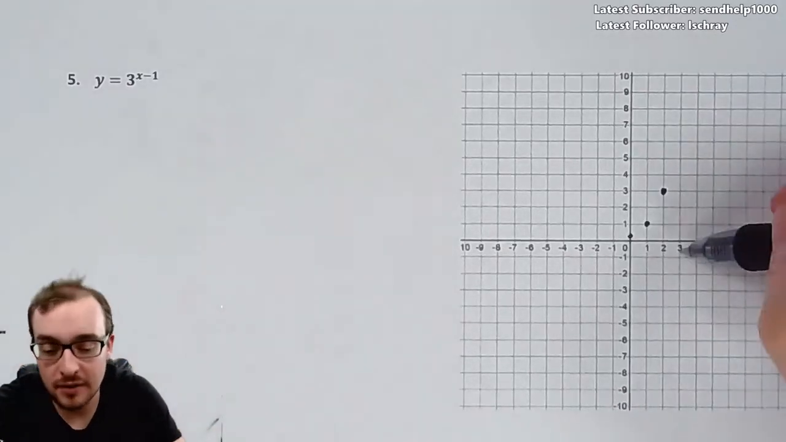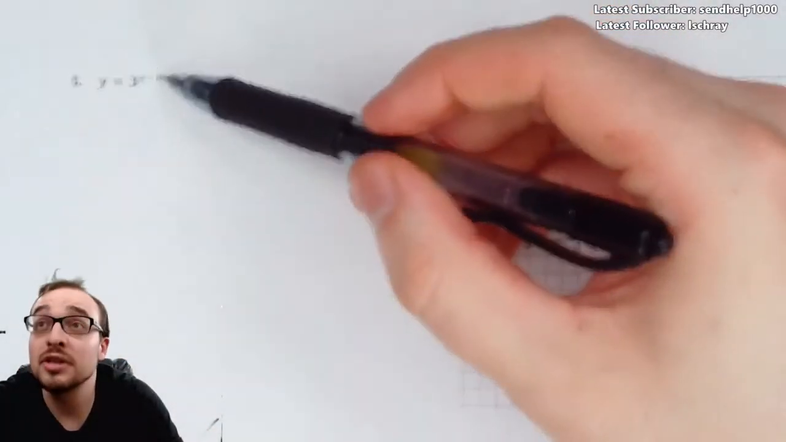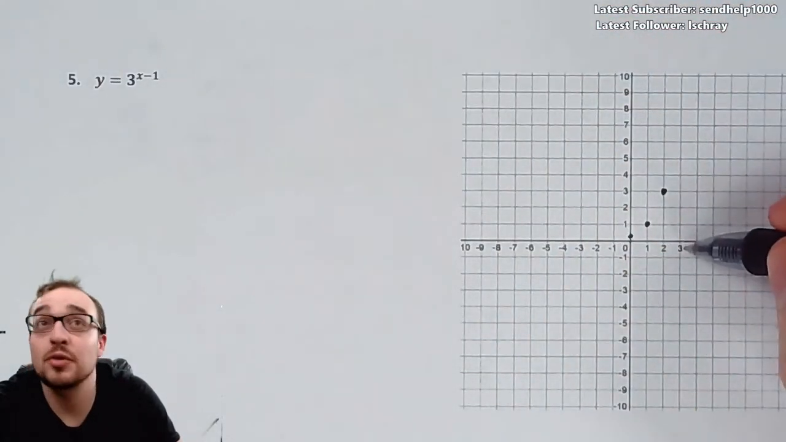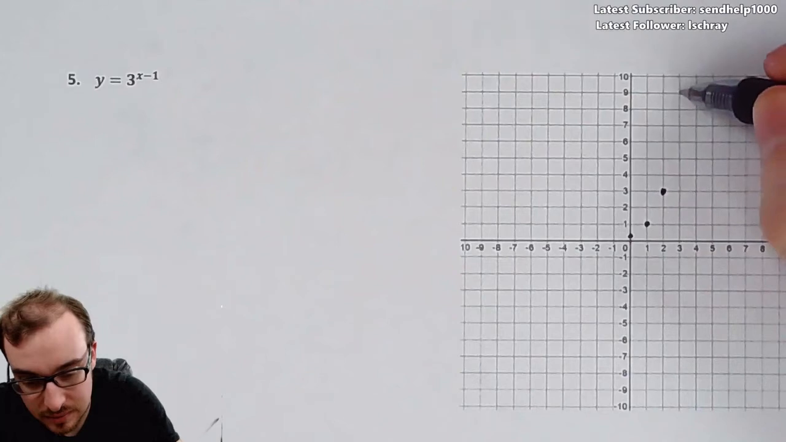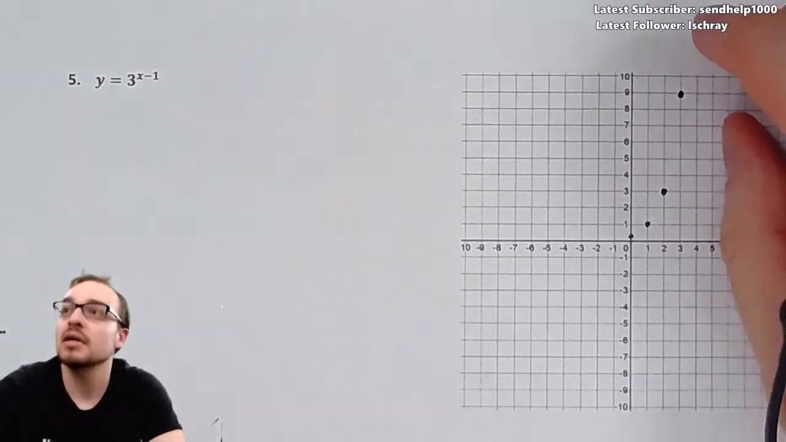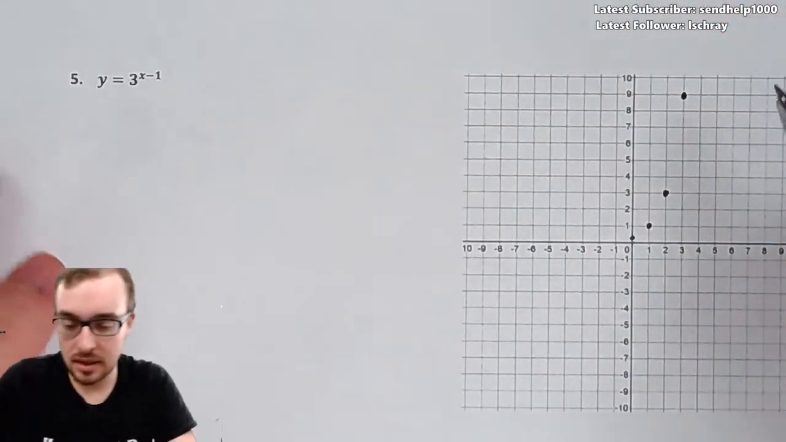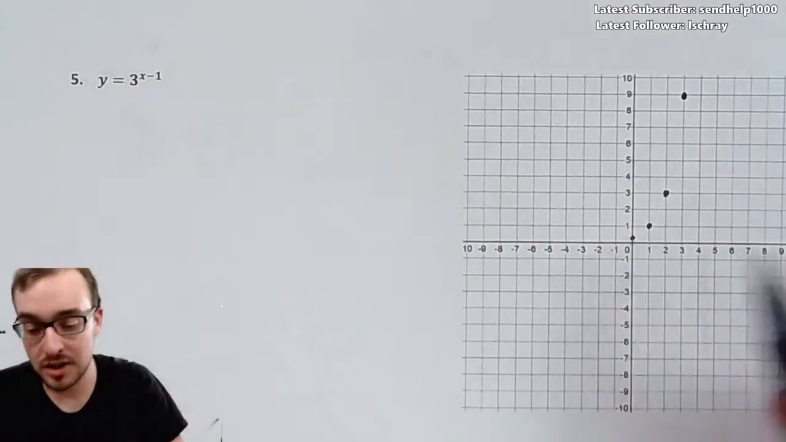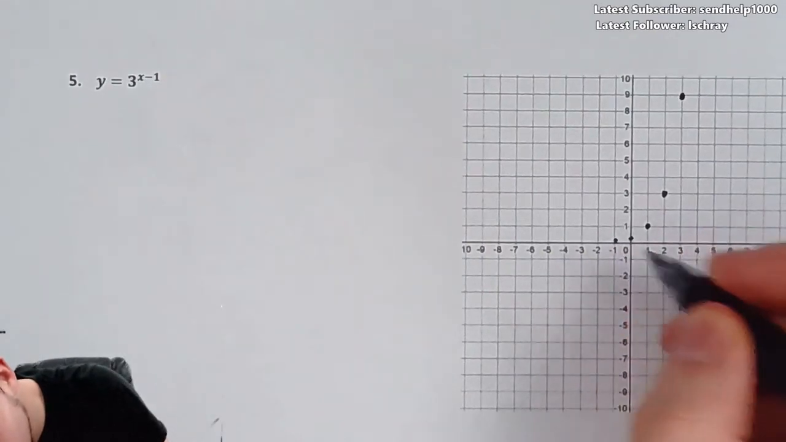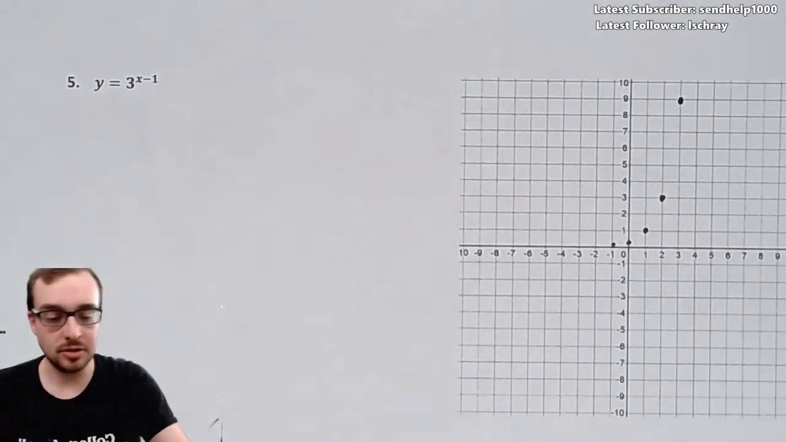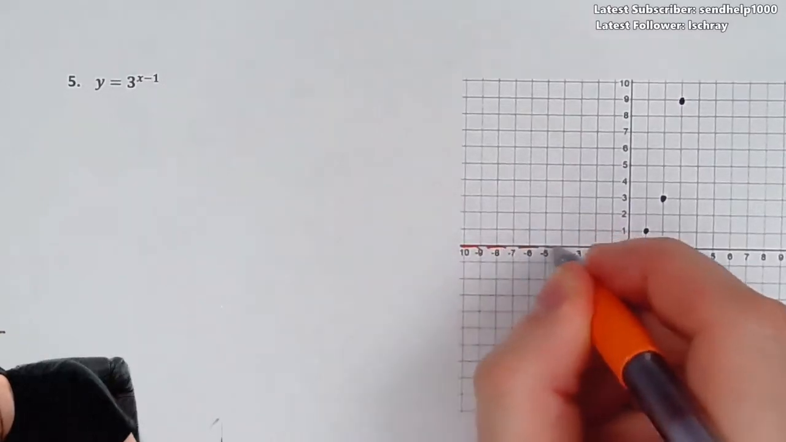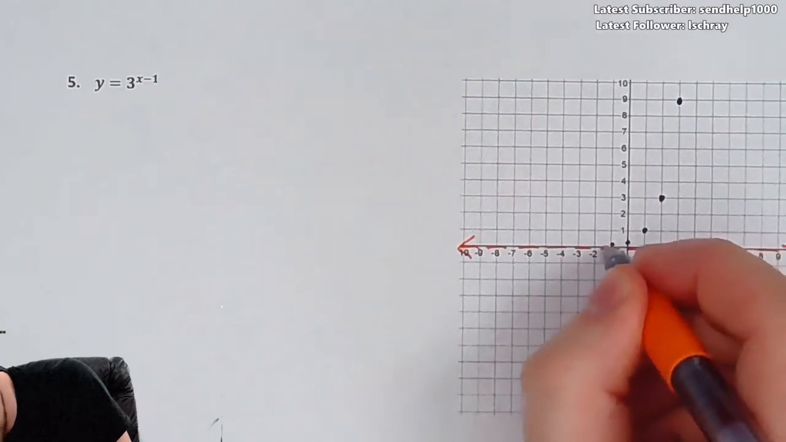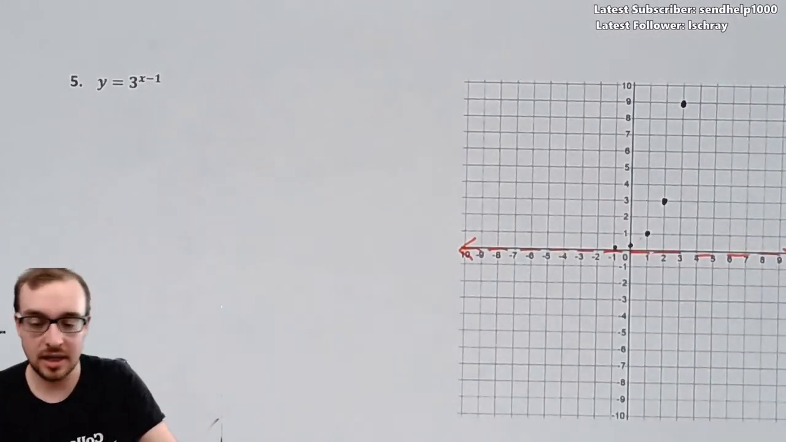If I keep going, if I plug in 3, 3 minus 1 is 2. I get 3 squared. So 3 gives me 3 squared, which is 9. If I do negative 1, I get 3 to the negative second. That's 1/9. So I keep getting really close to 0. So it looks like our asymptote is here. Right? It won't go below here. It keeps getting smaller and smaller, but not quite past 0. It doesn't go negative, right?